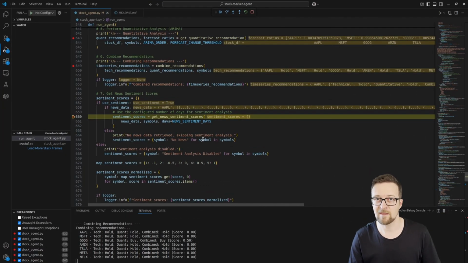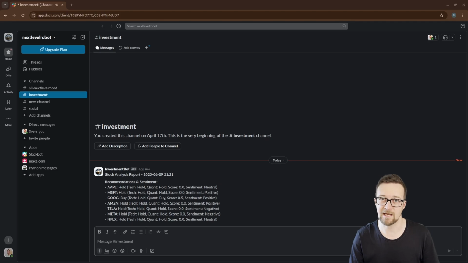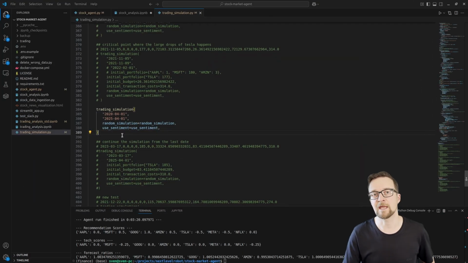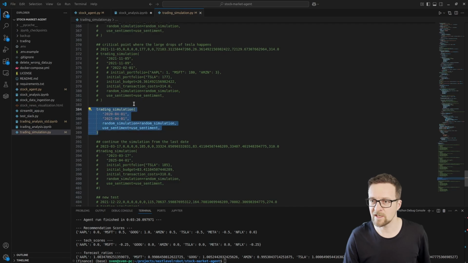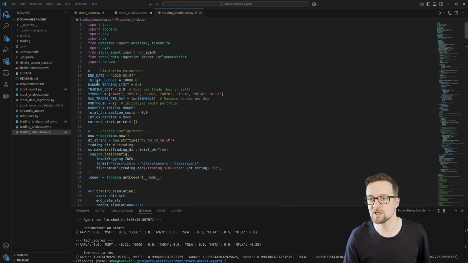After the classical methods, we are calculating a sentiment score by using an LLM for the latest stock news. In the end, the agent may send a recommendation via Slack. Or we use the agent for day-to-day trading. And here I build a simple trading simulation for the last 5 years, where we start with an initial budget of 10,000 euro. The trading costs are 2 euro per trade, and these symbols are traded.